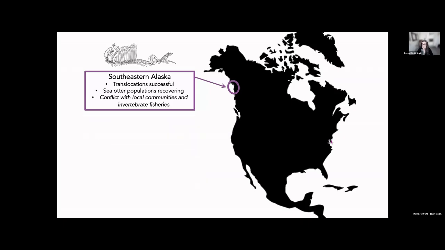All right, so I'll be showing data first from Southeastern Alaska, and I want to draw your attention to this last bullet point here, because this is a really big issue right now in Southeastern Alaska. There is a lot of concern from local communities and commercial fisheries about the impacts that sea otters might have as they're re-expanding into this area on local livelihoods.